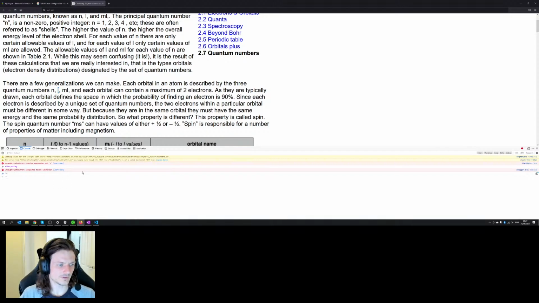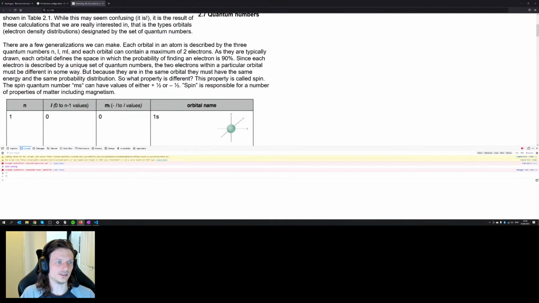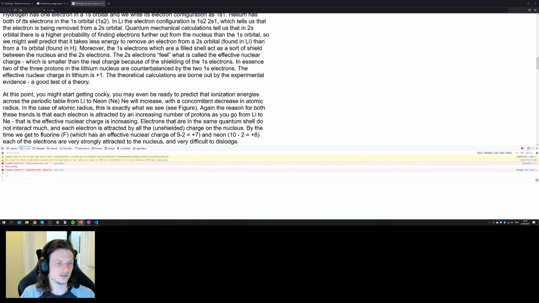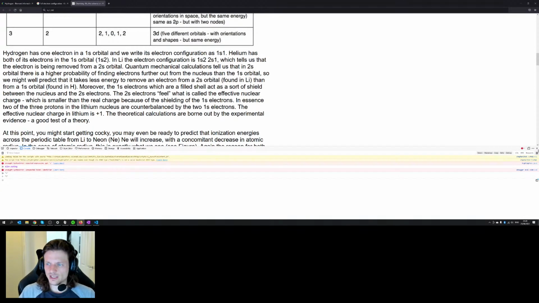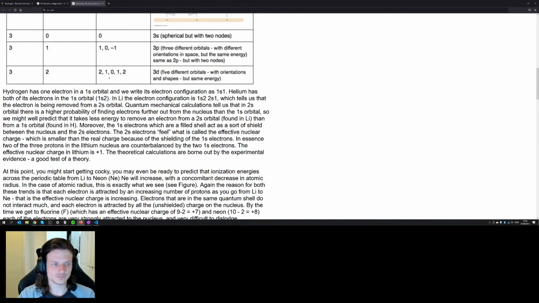Right. So that is an L, I see. Oh no, is that an L or is that a 1? Yeah, it is an L. They look exactly the same. No, they don't. Alright, cool. So this is actually minus l to l values. Okay. Right, cool.